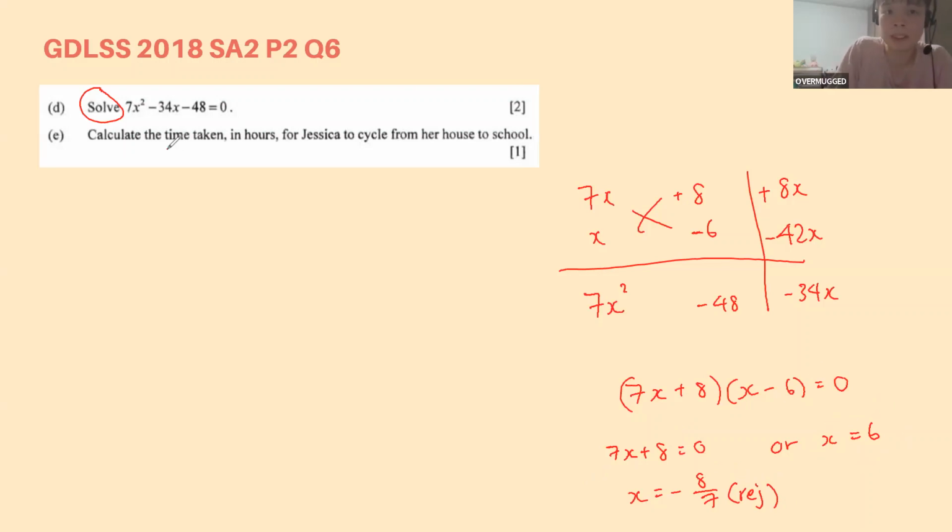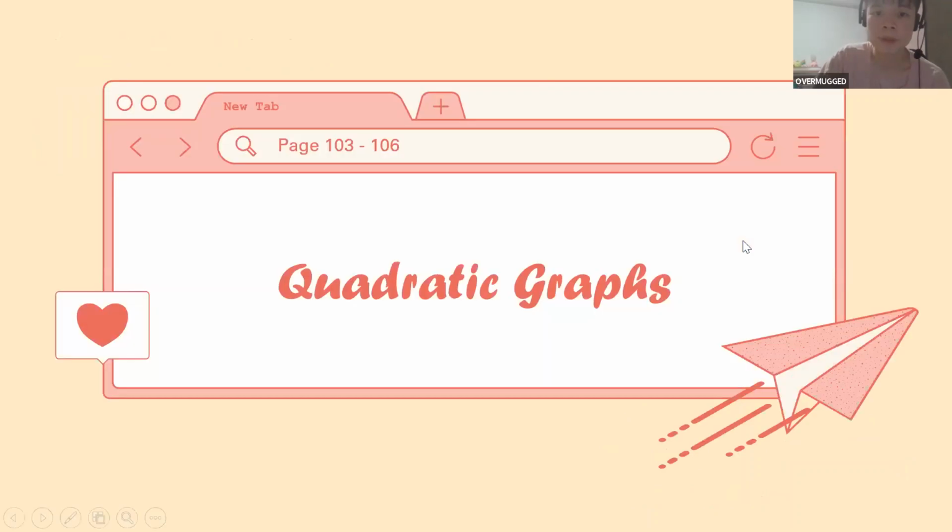So calculate the time taken in hours for Jessica to cycle from her house to school is just x equals 6. House to school, yeah, 6 hours. Okay, so this will usually appear in your paper too.